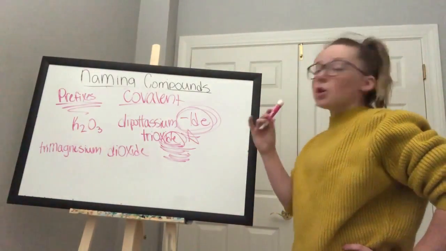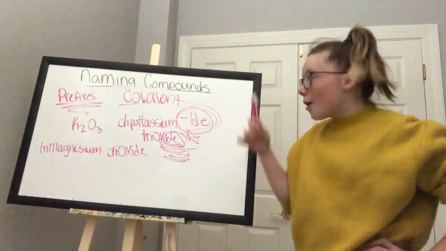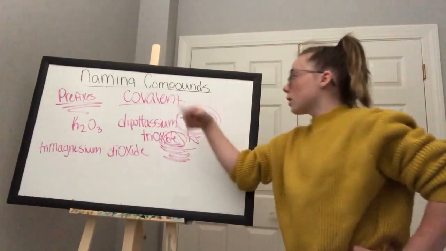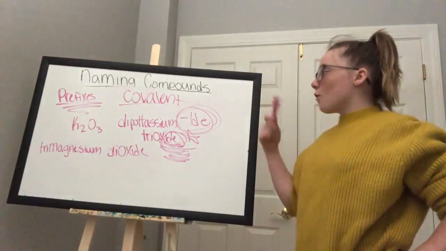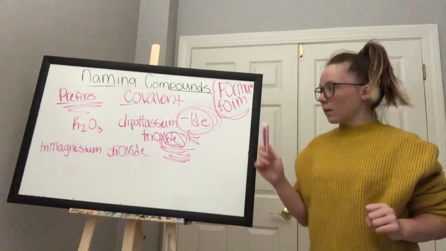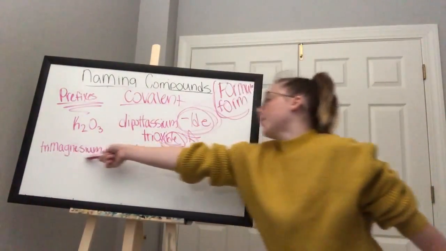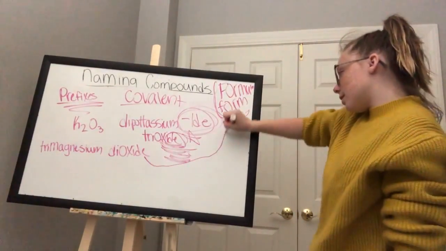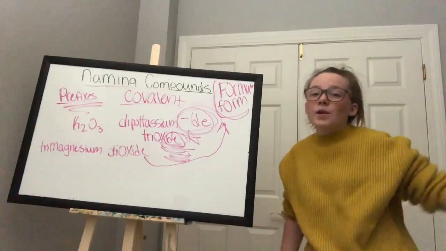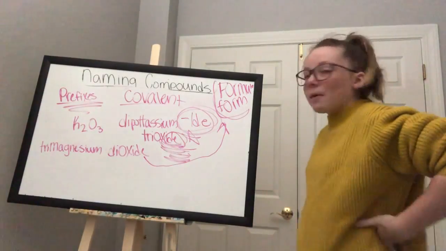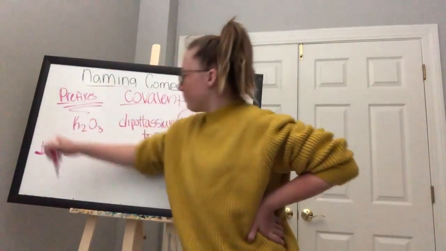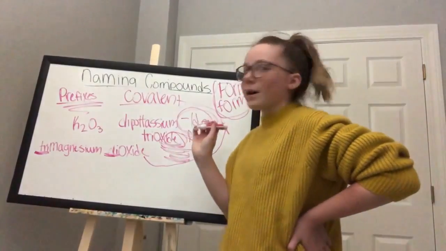Okay, trimagnesium dioxide. So for these, remember, you gotta remember the prefixes. Gotta remember them. So for naming a covalent compound or writing it in formula form, we're going to be writing it in this. So let's draw an arrow to it. To write in formula form, I don't even know if I'm using the correct terminology. But for trimagnesium dioxide, first look at the prefixes. Tri, di. Oh, that almost fell.